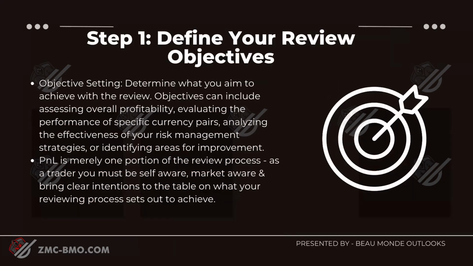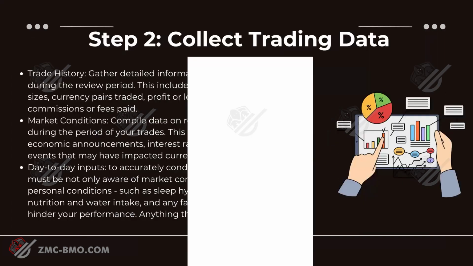Now, step one, define your review objectives. Why are you reviewing? Determine what you aim to achieve with the review. Objectives can include assessing overall profitability, evaluating your performance of specific pairs, analyzing the effectiveness of your risk management, or identifying overall areas of improvement. P&L, profit and loss, is merely one portion of the review process. As a trader, you must be self-aware, market aware, and bring clear intentions to the table on what your reviewing process is setting out to achieve.